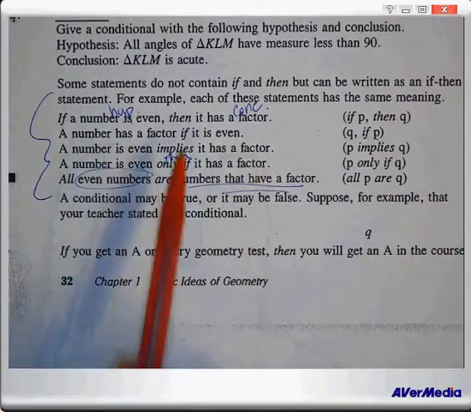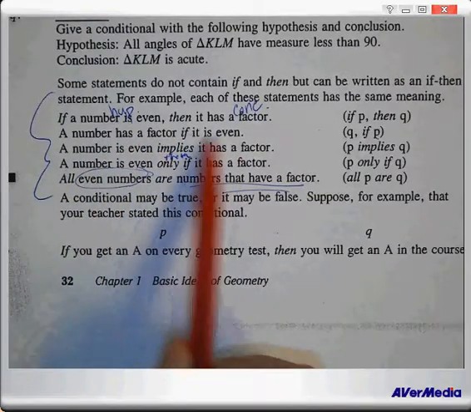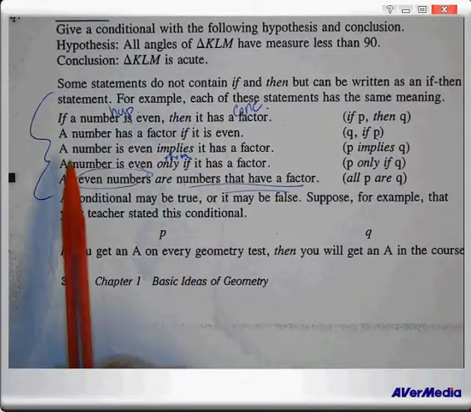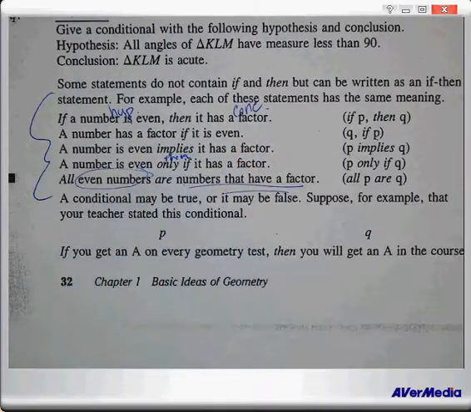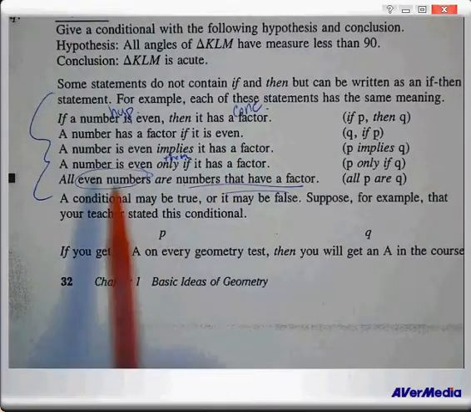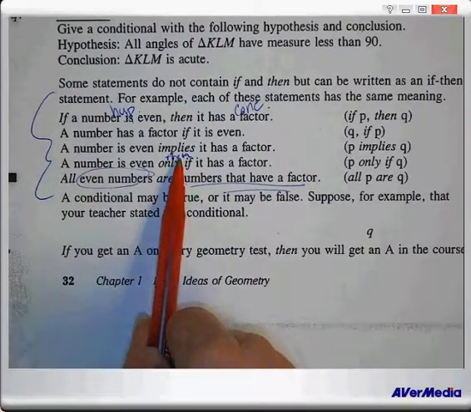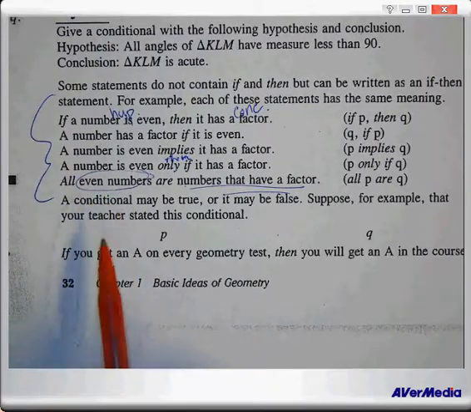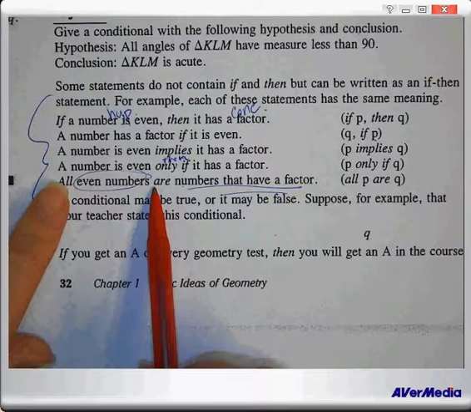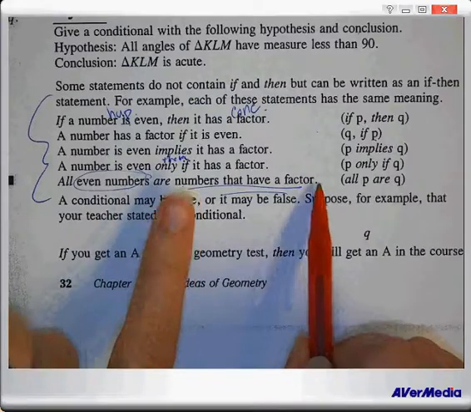A number has a factor if it is even. Well, this now becomes my hypothesis. A number is even implies it has a factor. Implies replaces the word then. A number is even only if it has a factor. Only if replaces the word then, but it's still a conditional statement. And this is the one that drives me crazy, but it still makes sense. It says all even numbers are numbers that have factors. All, and what's after the all shows my hypothesis, and my conclusion is everything after are.